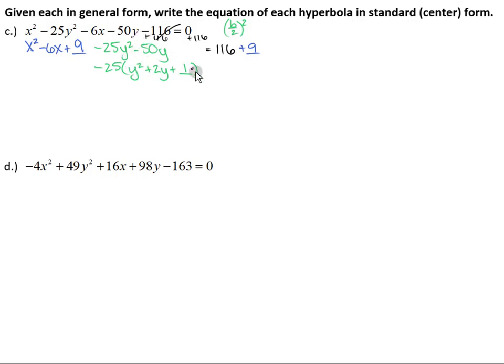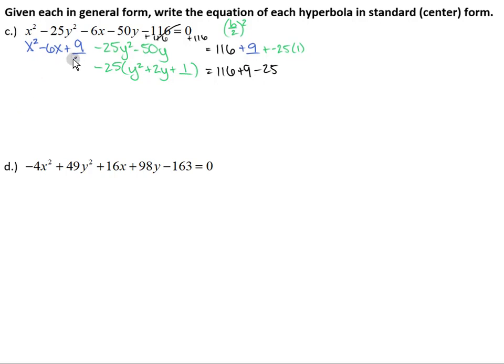Now keep in mind, we're not just adding 1 on this side. Again, remember it's negative 25 times 1, which ends up being negative 25. So for all of these values over here, we get 116 plus 9. Negative 25 times 1 is negative 25. We'll need to combine all those.